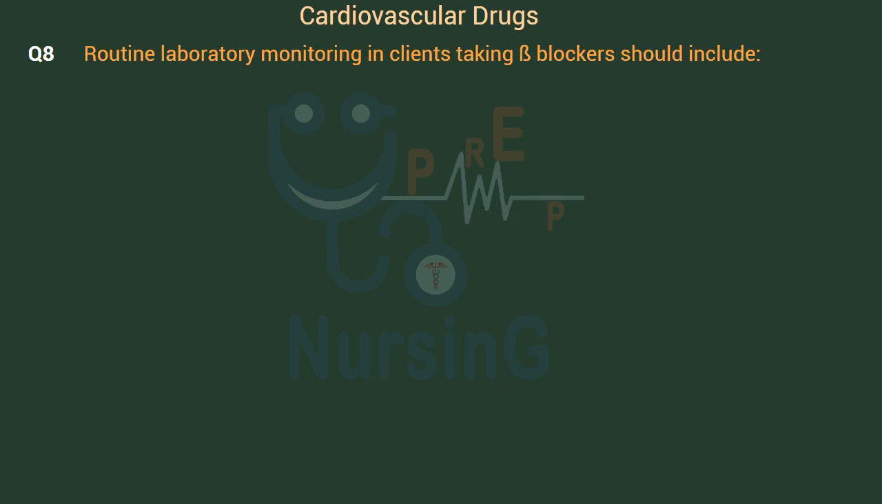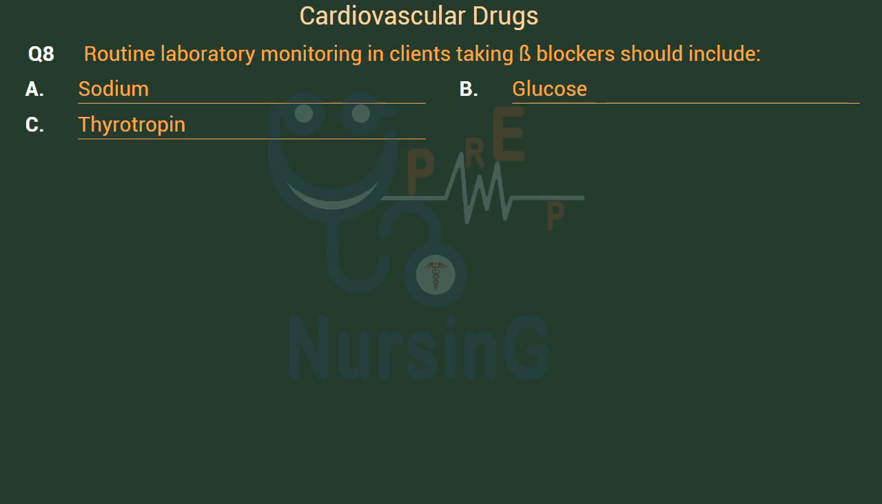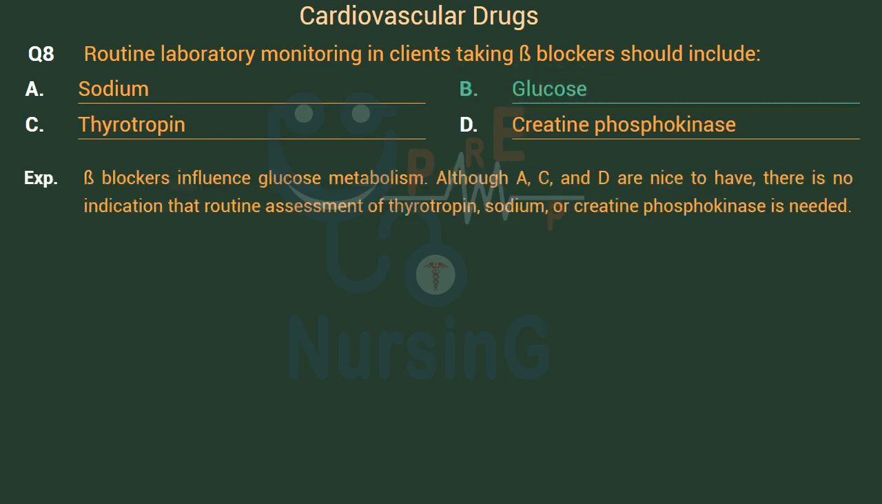Routine laboratory monitoring in clients taking beta blockers should include: Option A. Sodium. Option B. Glucose. Option C. Thyrotropin. Option D. Creatine phosphokinase. Right answer is Option B. Glucose. Beta blockers influence glucose metabolism. Although A, C, and D are nice to have, there is no indication that routine assessment of thyrotropin, sodium, or creatine phosphokinase is needed.